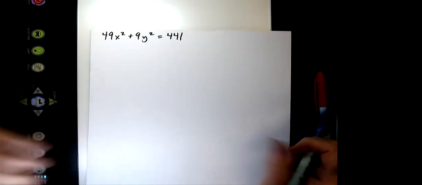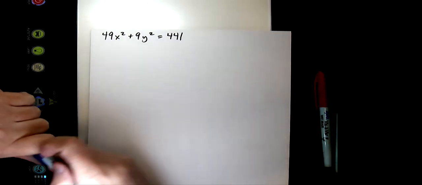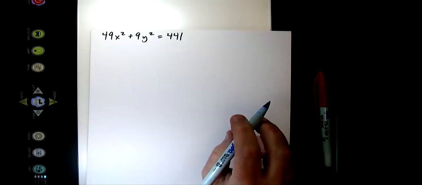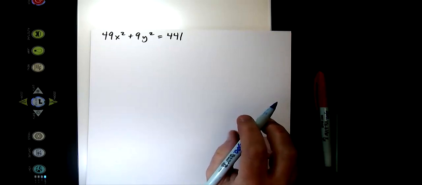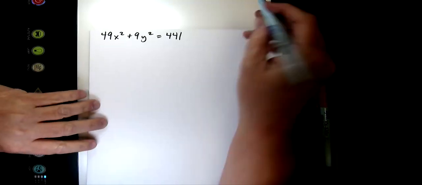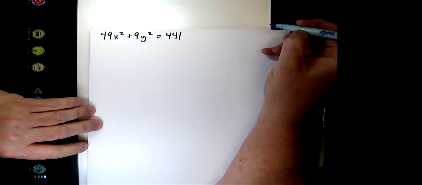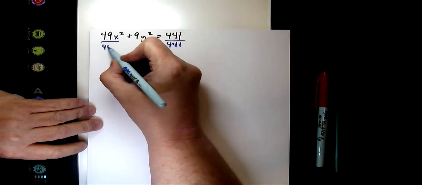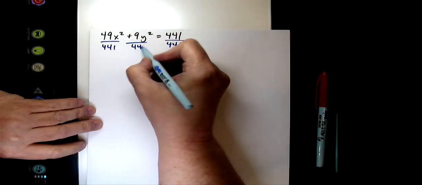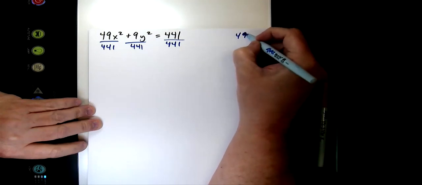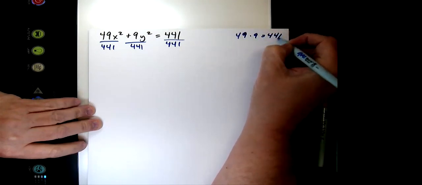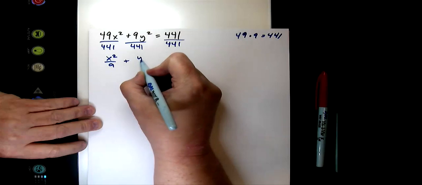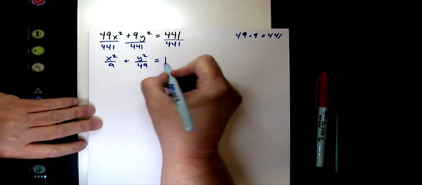You guys ready to take a look at it? How are you guys doing? Done? Luis, done? Roberto? Still working on it? Okay. Well, we want to divide this by 441. And conveniently, 49 times 9 is 441. So this should reduce to x squared over 9 plus y squared over 49 equals 1.